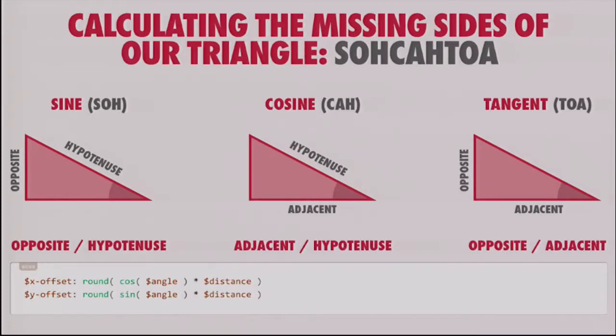So the distance in Photoshop is basically the hypotenuse of our triangle. And so we have the angle and we have the hypotenuse. And so just by using cosine, which is the adjacent over the hypotenuse, we get our adjacent side, which is our X offset. And then we use sine, which is opposite over hypotenuse, and that gives us our Y offset. Cool.